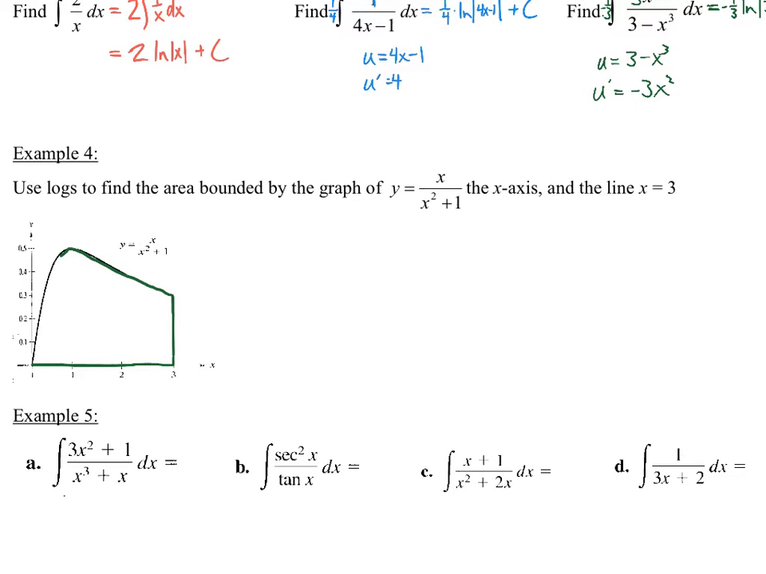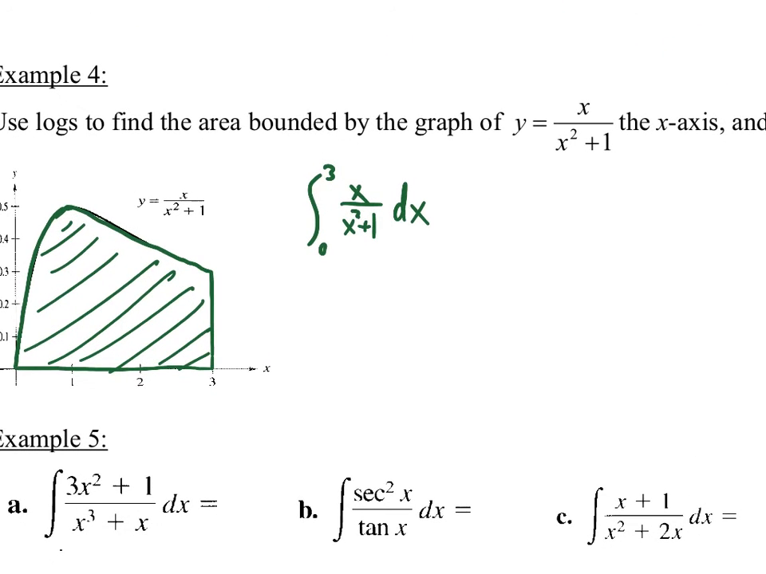Okay, so here's our function. We're going to take the integral to find this area. So the integral of x over x squared plus 1, and we're going to take the integral from 0 to 3. Now, I see a rational function. It's not a monomial on the bottom, so I'm thinking u prime over u. Do I have u prime over u?